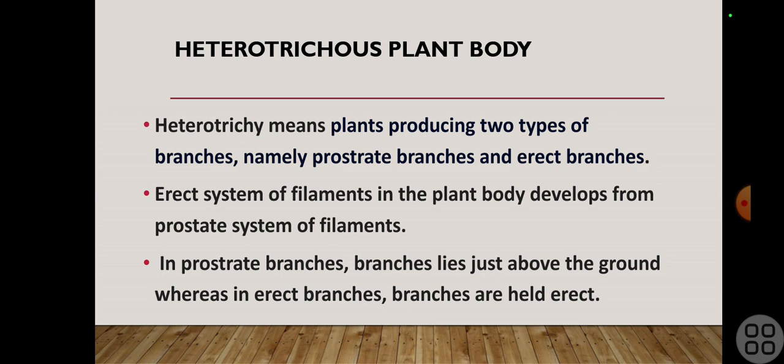The erect system of filaments in the plant body develops from the prostrate system of filaments. As I told you that the prostrate system resembles the root, so obviously the erect system of filaments arises from the prostrate system of filaments. Prostrate branches lie just above the ground, whereas erect branches are held erect. So the prostrate branches grow horizontally while the erect branches grow vertically.